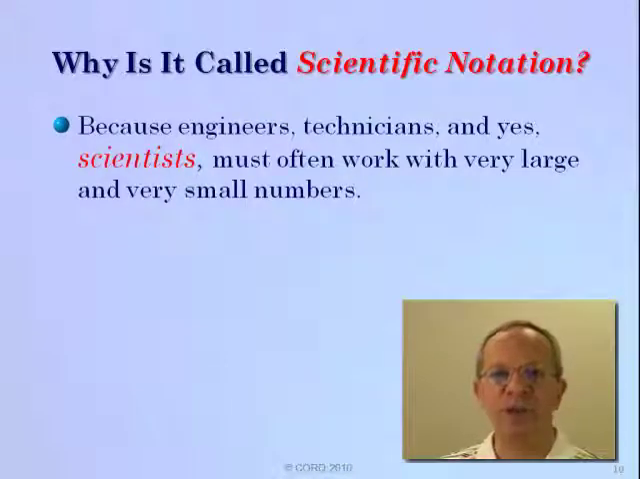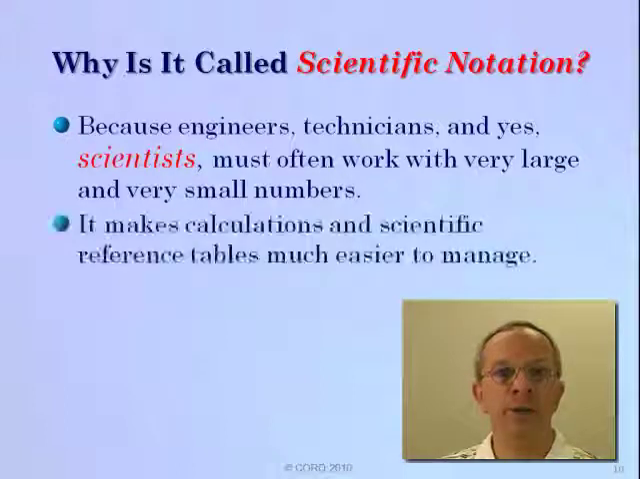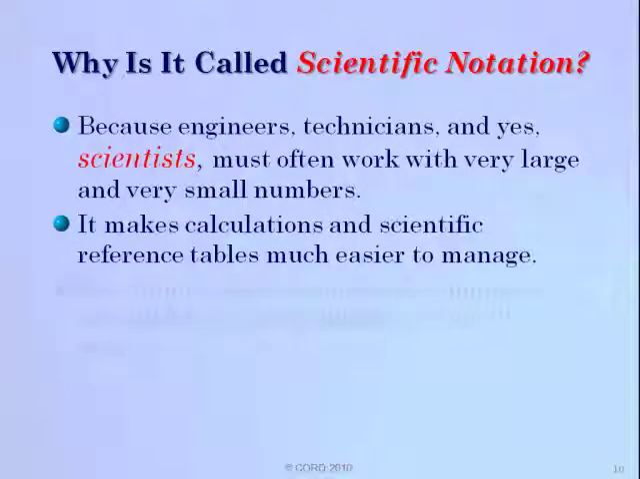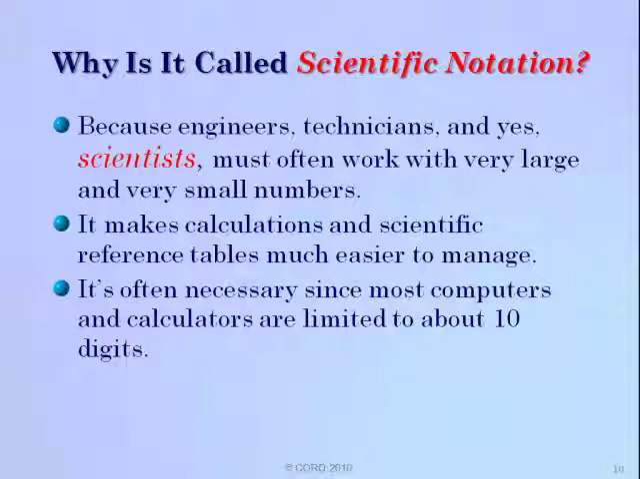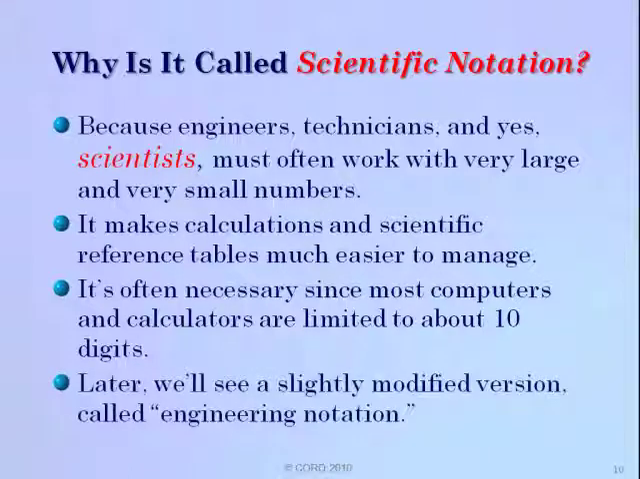Well, because engineers and technicians and even scientists often work with very large and very small numbers. And so we have to come up with a way to put those numbers into calculators and computers. It makes it much easier to put those numbers into tables and references because those are such large and such small numbers. It's often necessary to deal with calculators that can only hold 10 digits. But we can't use all those digits up just to have all these zeros. And so we'll use scientific notation to communicate that those places are actually just placeholders. Later we'll see a slightly modified version of scientific notation called engineering notation.